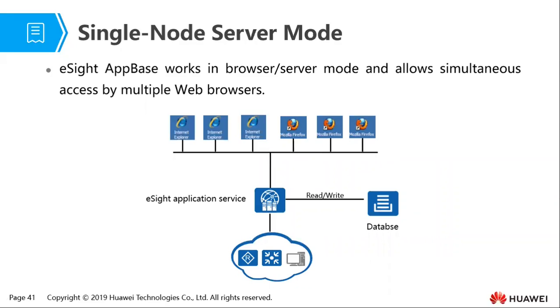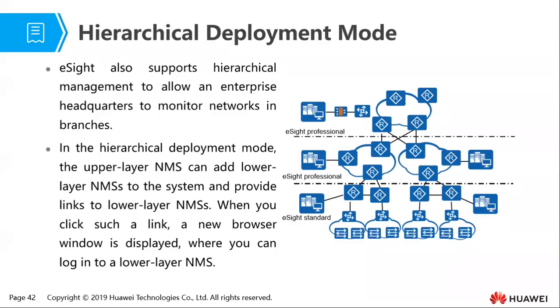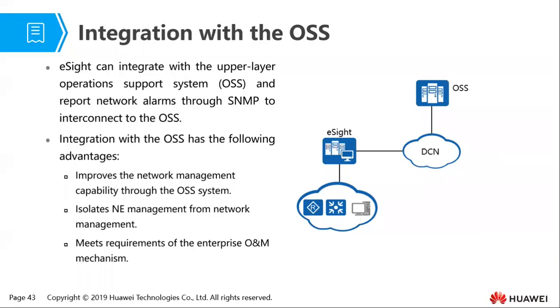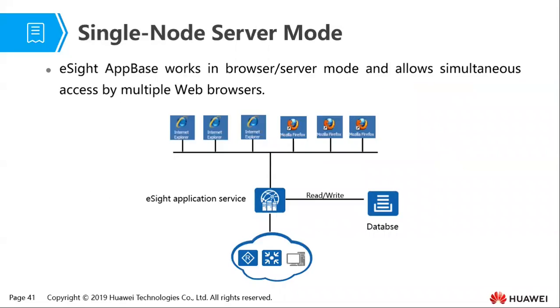Now we have what we call the eSight deployment modes. Generally, we have 3 deployment modes. What we call the single node server mode. We also have the hierarchical deployment mode, and we also have what we call the integration with the OSS, the Operation Support System. So let's understand each one of them.